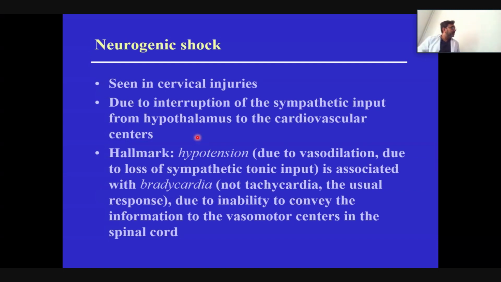Now, there are 2 types of shock which you would hear. One is the neurogenic shock, and the other is the spinal shock. The neurogenic shock is seen in cervical injuries, and it is due to the interruption of the sympathetic input from the hypothalamus to the cardiovascular center. The hallmark of neurogenic shock is hypotension and bradycardia. So if you see hypotension and bradycardia in a cervical injury, this is neurogenic shock.